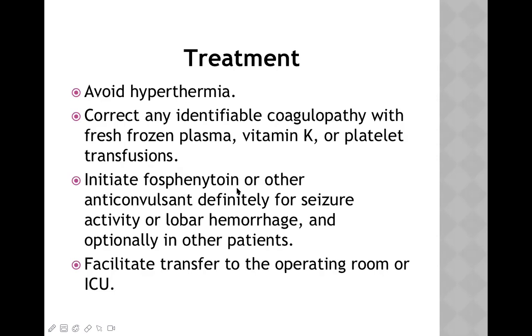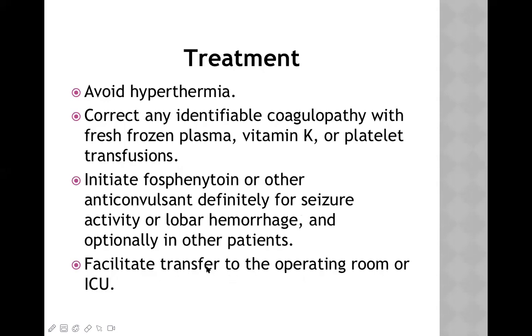Initiate fosphenytoin or other anticonvulsant therapy for seizure activity or lobar hemorrhage, and optionally in other patients. Seizure disorder is very common in space occupying lesions. This is a type of space occupying lesion because a blood clot will develop inside the brain. So how to control that? I already discussed this with you. When the seizure is ongoing, you give diazepam to control it, but for long-term control, you use an anticonvulsant drug like phenytoin or fosphenytoin, and then facilitate the transfer to the operating room or ICU if necessary.